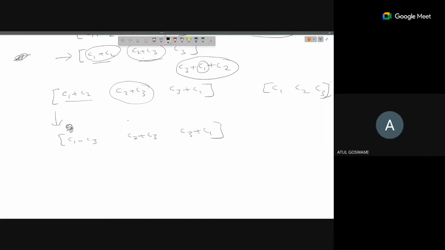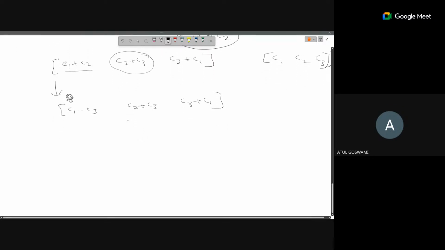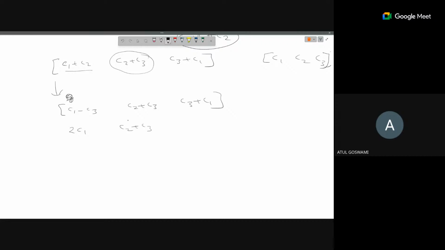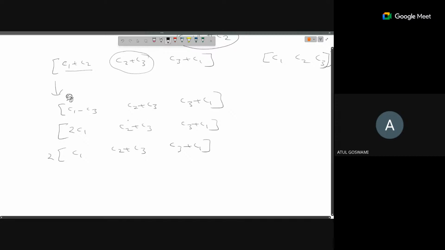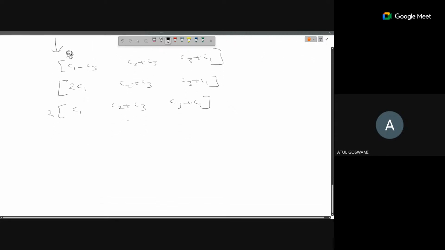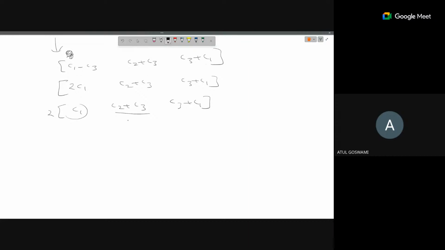Now in the next step, I'm taking this column and adding it into this one so that I can get rid of C3. So I will get 2C1 here, C2 plus C3 here, and C3 plus C1 here. Now in column 1, I can take 2 outside. No problem. C1, C2 plus C3, and C3 plus C1. So I got this C1. Now next, to get rid of this C3 from here, I can subtract C2, not C3, I mean this entire column from this.